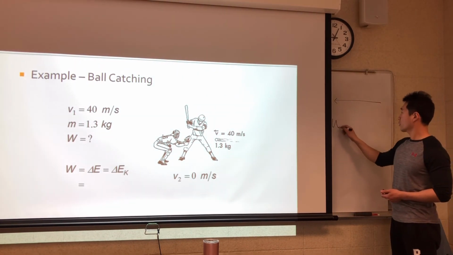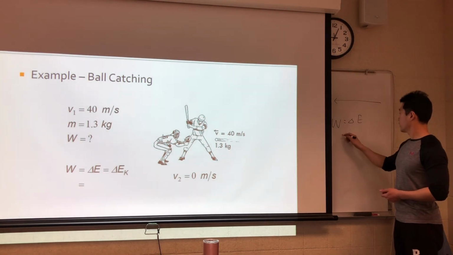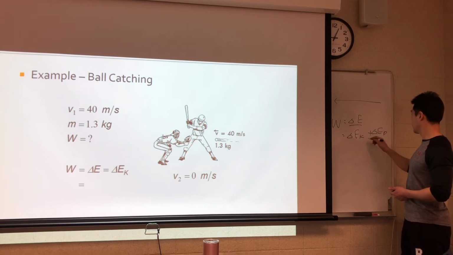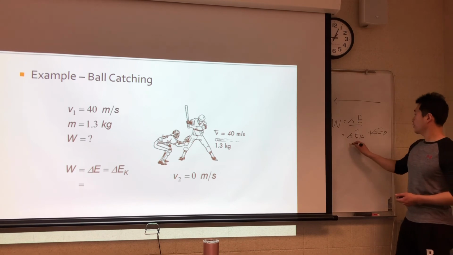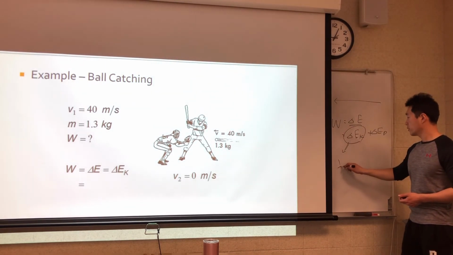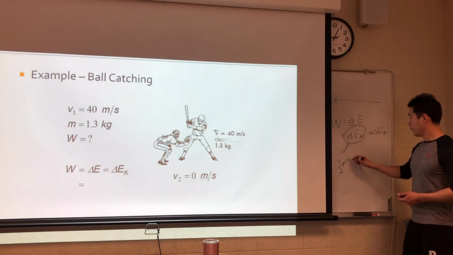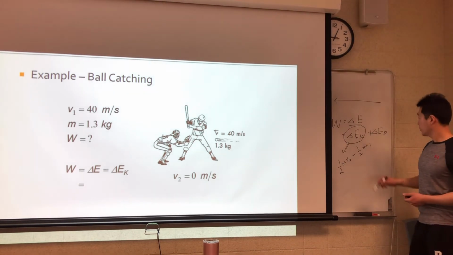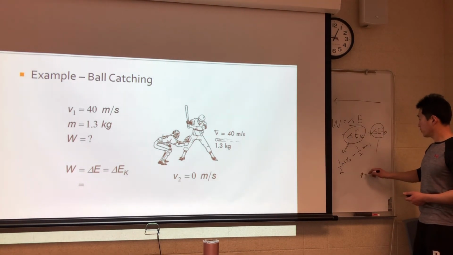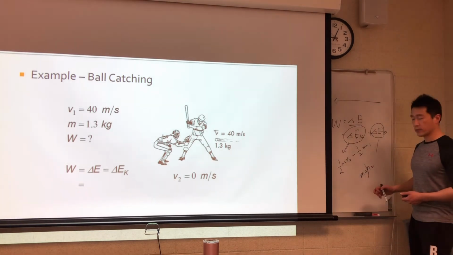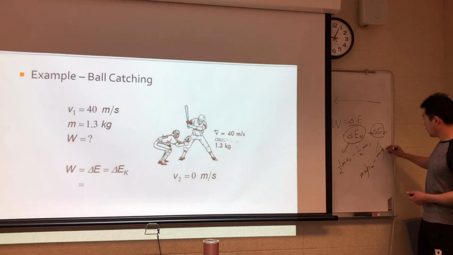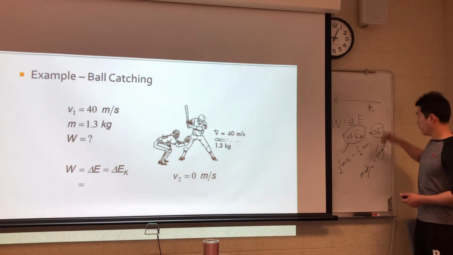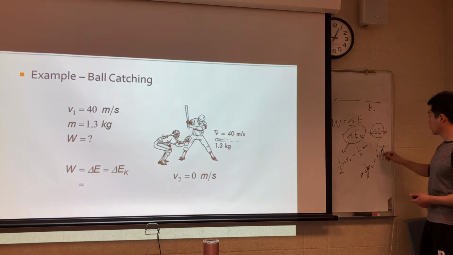Which means here work causes change in energy. Change in energy means change in kinetic energy plus change in potential energy. Change in kinetic energy means 1/2 mass times final velocity squared minus initial velocity squared. How about change in potential energy? Final potential energy minus initial potential energy. But since height remains the same, these two are the same, so it can be gone. You don't have to worry about this.